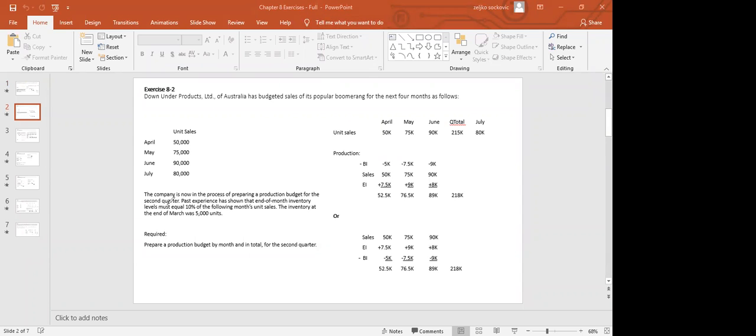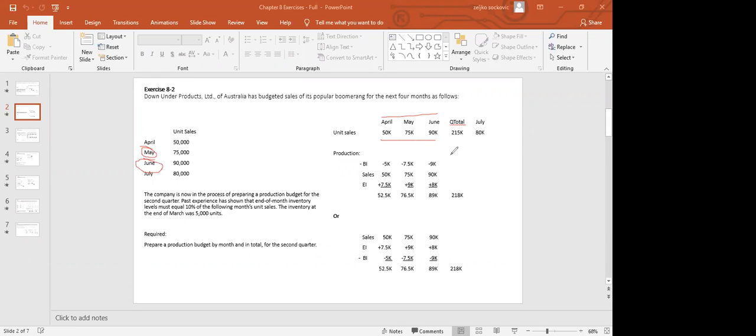The company is in the process of preparing a production budget for the second quarter. Past experience shows the inventories, and so we are not asked for the materials. We ask for units. How many units do we need to produce in this quarter, second quarter? Again, usually the question would probably be, how many units do we need to produce in June or May or something like that? But it might be for the whole quarter. Okay. So this is the quarter, April, May, and June.